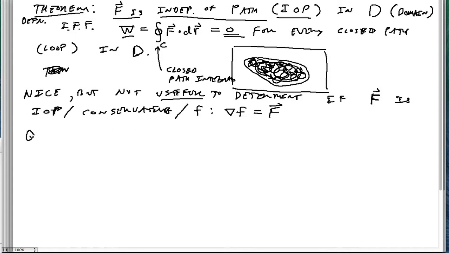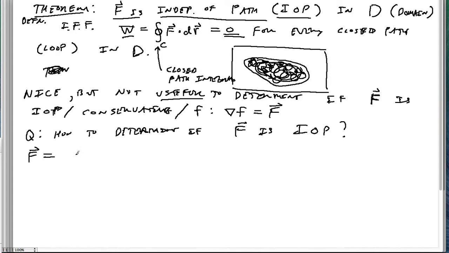So what do we need to do? The question then again is how to determine if F is independent of path. Let's dig into what F is a little bit more. We're going to just do this for the plane, but a lot of what we can do could also be translated to 3 dimensions as well. So this is F, and it's a function of x and y.